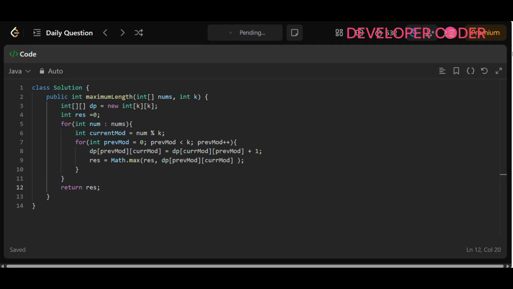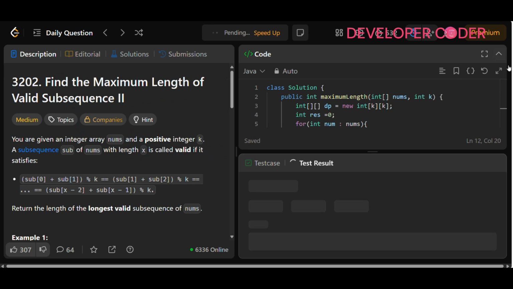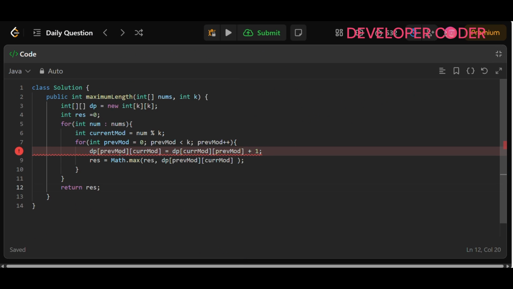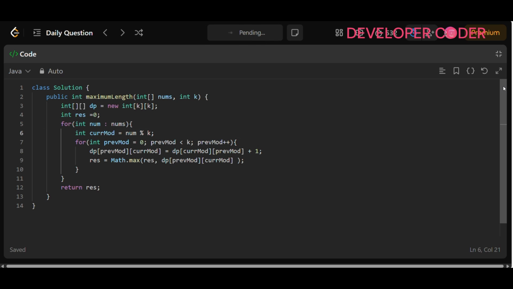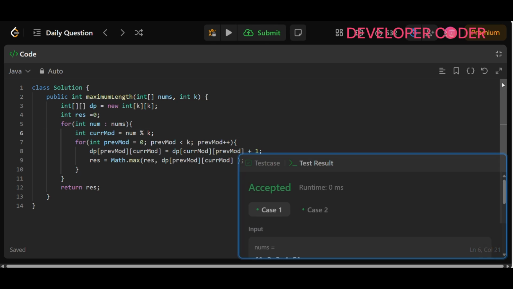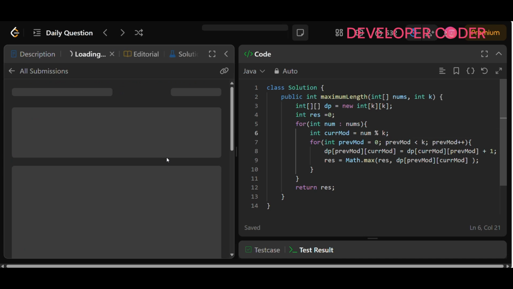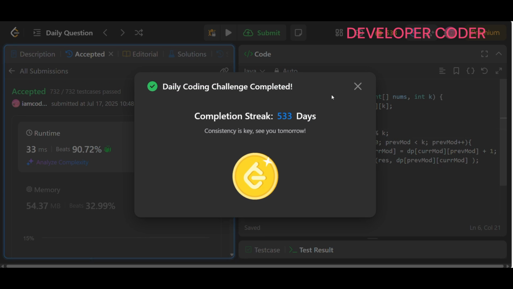Now let's run the code and see if there are any issues, and we will try to fix them. Yes, there are some issues, so let's fix them. Here I wrote DP prev mode, and here current mode. Let's use current mode only. Let's run it again. See, all the test cases have been accepted. Now let's submit it. See, our solution is accepted.